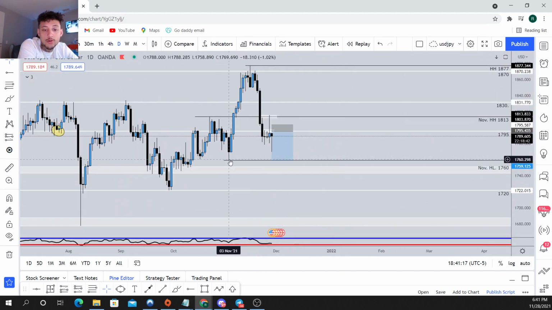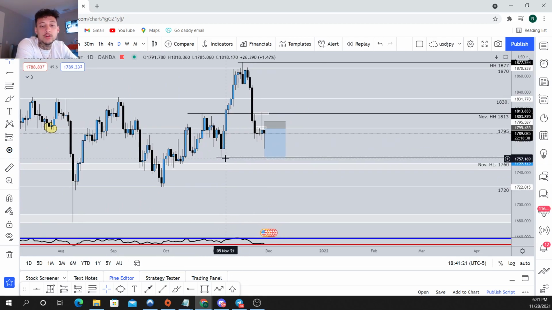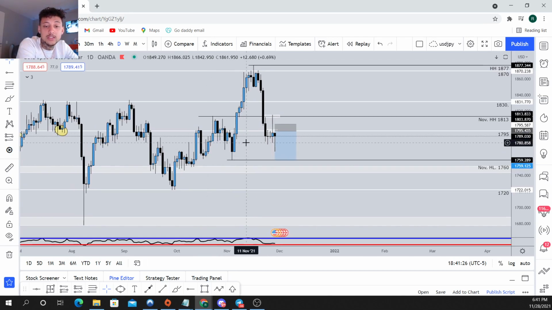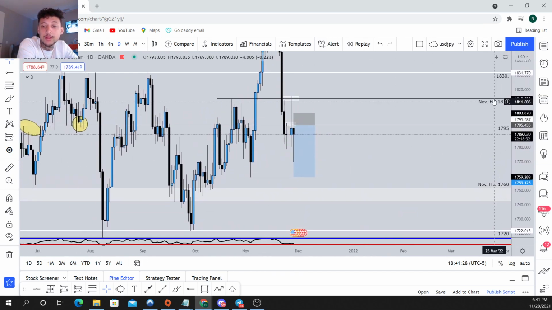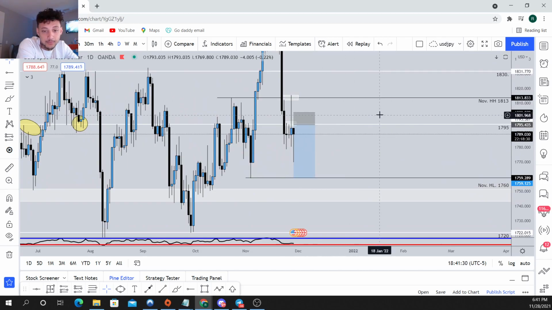That is our low for November. This is the higher low for November. That is the lowest price that price actually reached within this specific month. So that's actually going to be my target. And again, all I'm doing is setting up different areas for me to actually look to take a short.